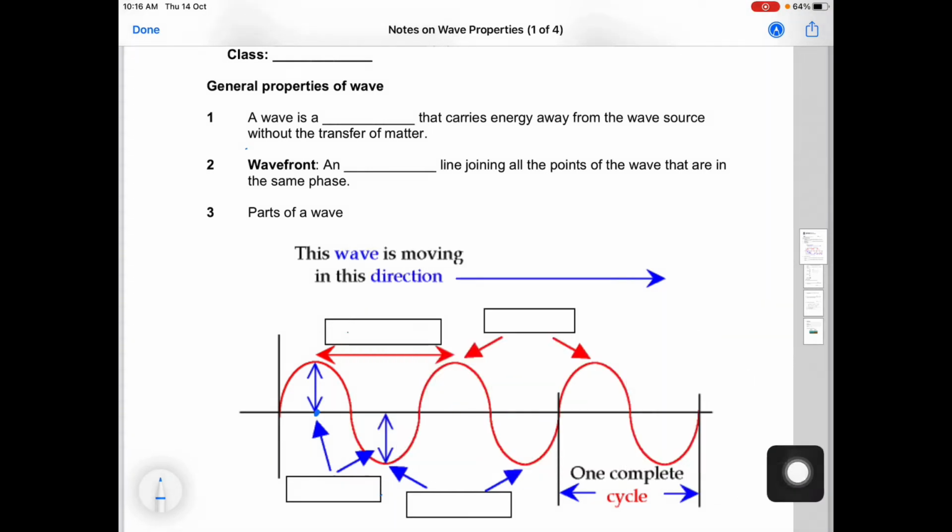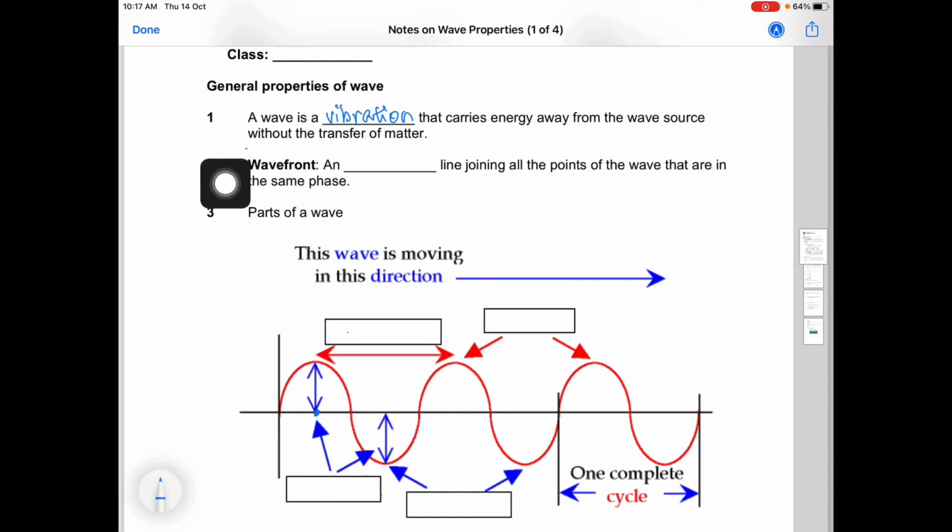A wave is a vibration that carries energy away from the wave source. So please write down, fill in your notes as you follow along. It is a vibration that carries energy away. Anything that vibrates will create waves. So anything that doesn't vibrate, very likely there's not going to be any sort of waves to it.